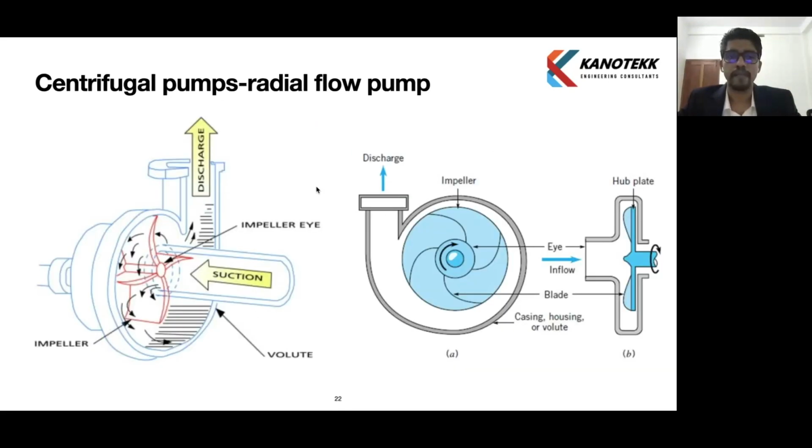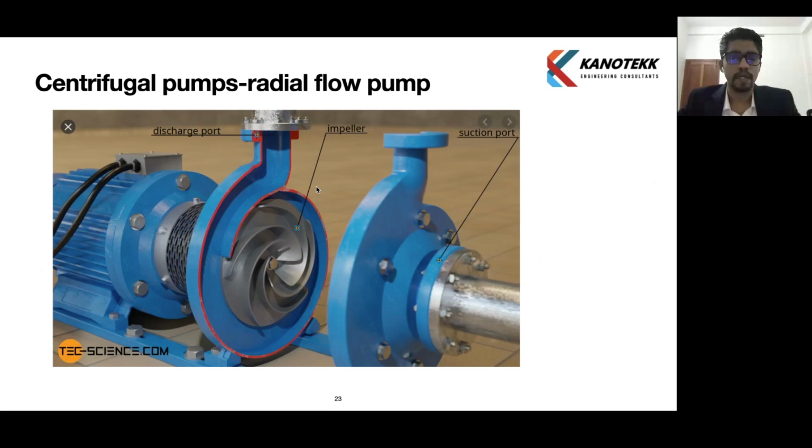Now we will see a radial flow pump. In the radial flow pump, we can see that the suction comes to the eye of the impeller, if you see the first picture, and the discharge is at 90 degrees. So basically, the flow is turned to 90 degrees, and the impeller eye is the lower pressure area in a pump. Okay, so this is a radial flow pump. Just a more detailed view. We can see the impeller, suction port, discharge port.